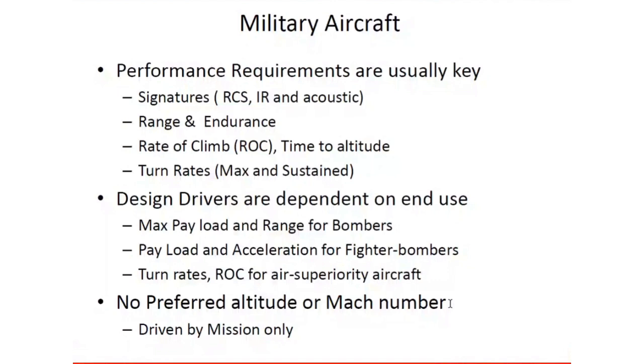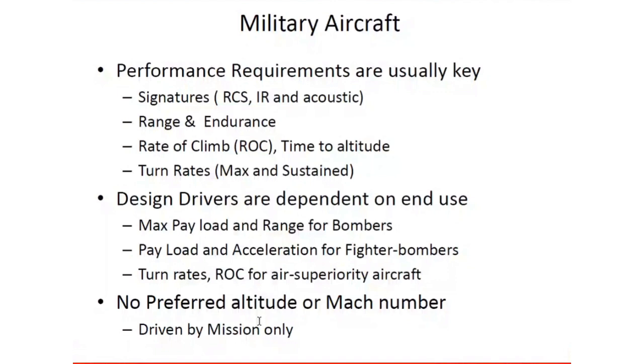Unlike passenger aircraft, which had a preferred altitude and Mach number, military aircraft don't have such a thing, unless of course it's a long-range troop carrier. Then it can fly at the same altitude of 11 km and 0.85 Mach number, because these peacetime troop carriers are not in combat. Otherwise, they are driven by mission. So whatever the mission requirement, altitude and Mach number, the aircraft has to do.